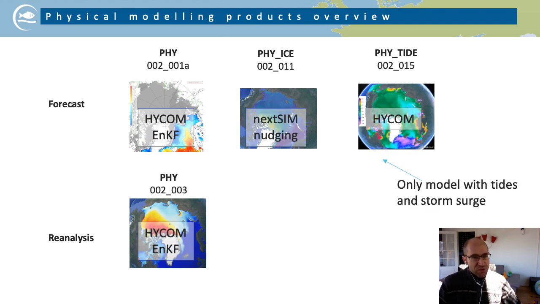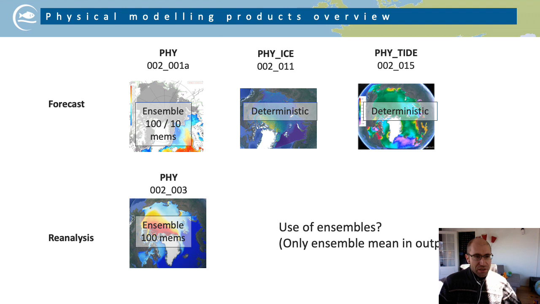The coupled ice-ocean system is running HYCOM with the data assimilation system EnKF. The standalone sea ice model is running neXtSIM with a simple nudging, and the tidal and storm surge model uses HYCOM without assimilation. It's the only one that has tides and storm surges. The EnKF is running an ensemble, so it's no surprise that we also run an ensemble forecast, of which only the ensemble mean is provided, and the 2 new systems are deterministic.